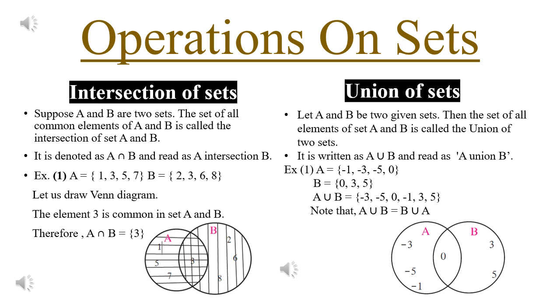Look at the example given here. Set A is equal to -3, -1, -5 and 0, and set B is equal to 0, 3, 5. Now union means, as I told you, you have to combine all the elements of both of them and form a new set. So I'm going to combine them: -3, -5, 0, -1, 3 and 5. Now you can see there is 0 present in both the sets. But I have written it only once in my answer, in my union.